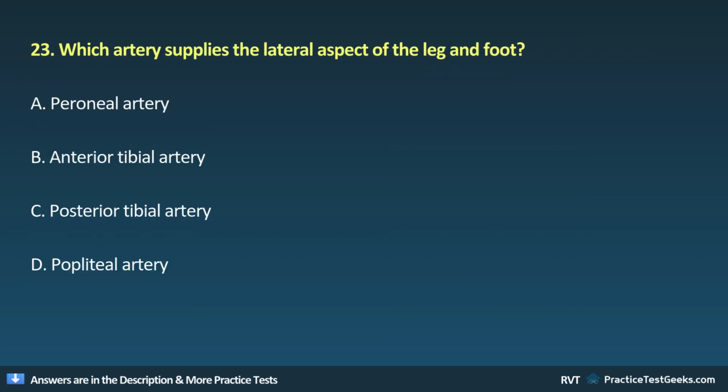23. Which artery supplies the lateral aspect of the leg and foot? A. Peroneal artery. B. Anterior tibial artery. C. Posterior tibial artery. D. Popliteal artery.